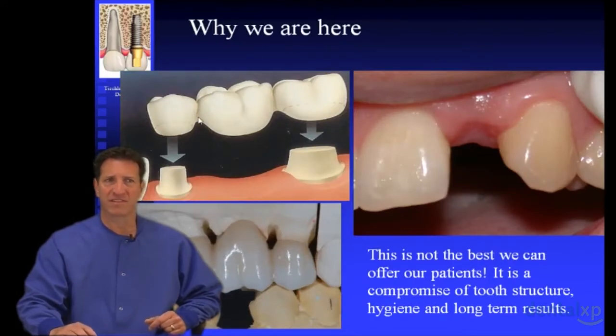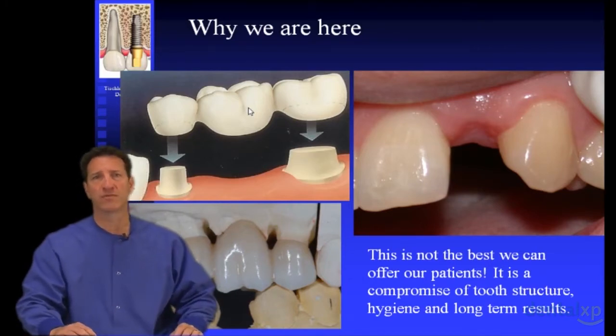And this also isn't the best way to replace a missing tooth. You know, if you don't have to grind down adjacent teeth, put stress on these teeth via a pontic or 2 or 3 pontics, which many clinicians do, and it's a compromise to both tooth structure, hygiene, and also if you look at the literature, it's also a compromise to long-term results.